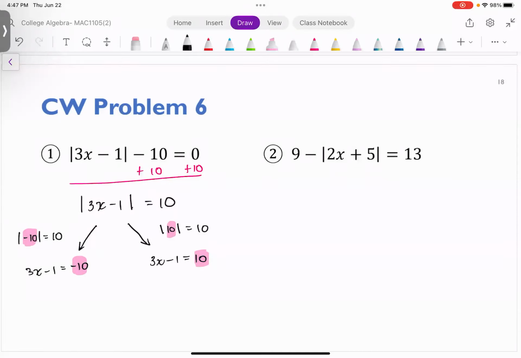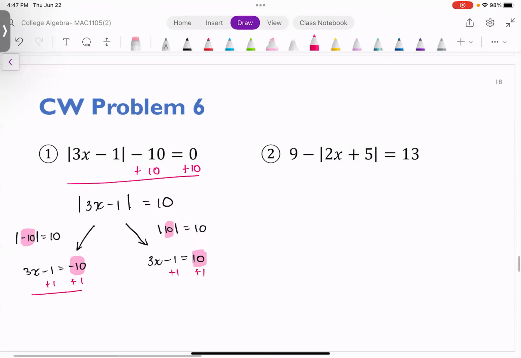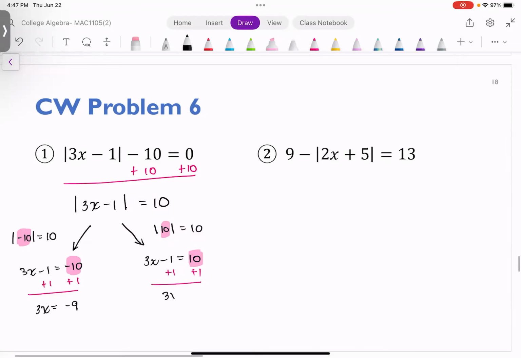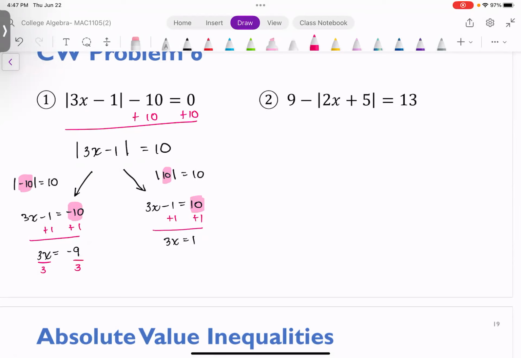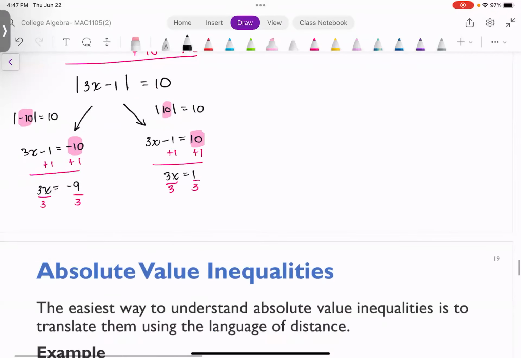So I'm going to go ahead and solve. I'll add 1 to both sides of the equal sign on each equation. Leaving me with 3x equals -9, or 3x equals 11. My last step to solve these equations is to divide both sides of the equal sign by 3 on the left equation and on the right equation. My solutions, therefore, are x equals -3 or x equals 11/3.